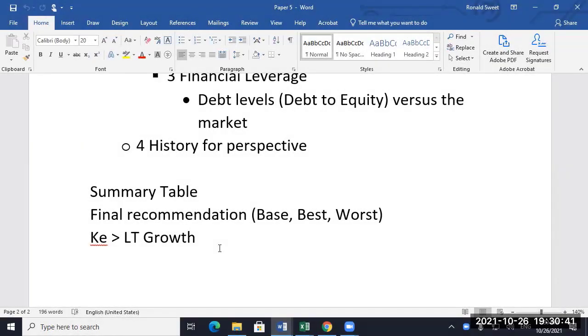All right, so we're thinking about paper 5 here. Paper 5, fairly straightforward. You need to get 3 numbers: risk-free rate, market risk premium. We got those. We're going to spend tonight talking about the beta.